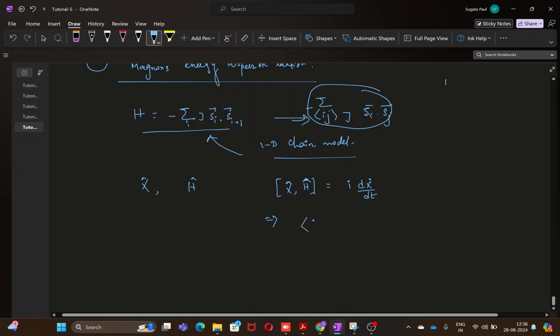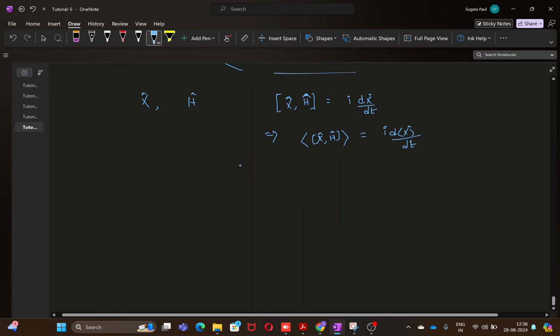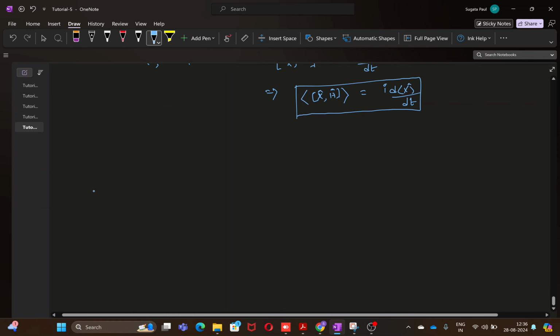If you also take the average or expectation value outside the commutator bracket, then you will have the expectation value of x and its time derivative on the other side. So this is the formula that you need to know when we derive this. Now here to solve the energy dispersion of magnons, we use a semi-classical treatment.